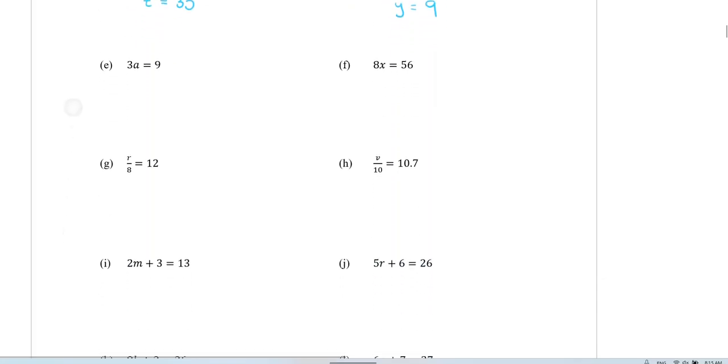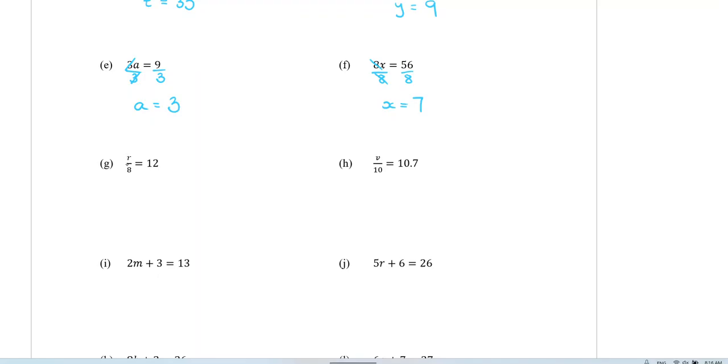So in part E, 3a equals 9. When the 3 and the a are next to each other, that means that they are multiplied. So the opposite is to divide by 3. Now instead of doing divide signs, I do fractions to divide by 3. That will get rid of the 3 in front of the a, and 9 divided by 3 gives an answer of 3. Let's do another one like that. F. 8x equals 56. So again, that's times, which means the opposite is to divide by 8. That will get rid of the 8's, and then 56 divided by 8 gives 7.